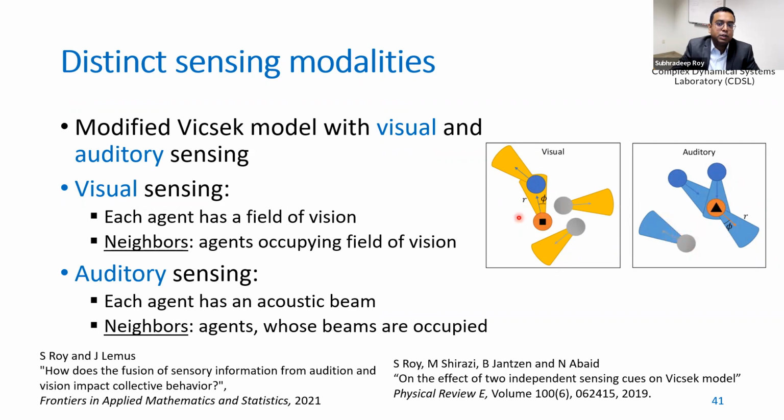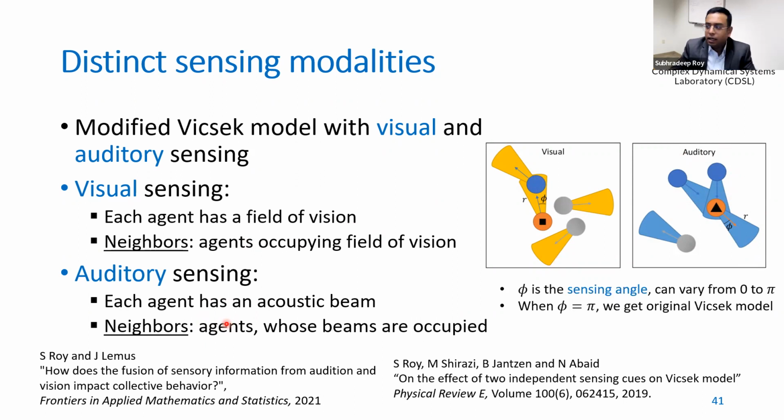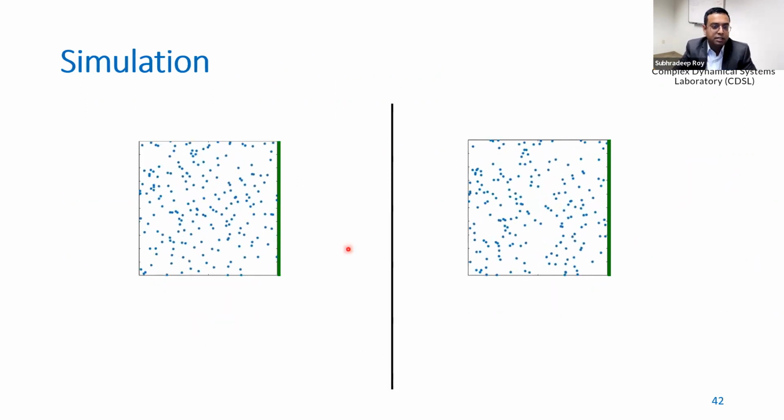As you can tell, these two different sensing modalities lead to differences in how the neighbors would be determined. Here, neighbor determination happens based on its visual sensing mode, so agents occupying the field of vision, and in the auditory mode, the neighbors would be the agents whose beams are occupied. Now we conduct two contrasting simulations.